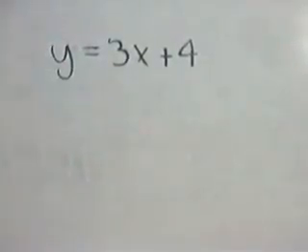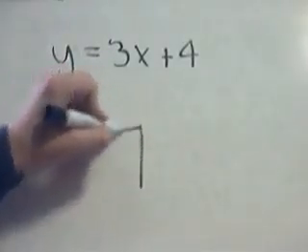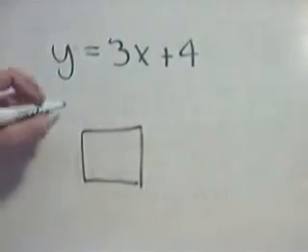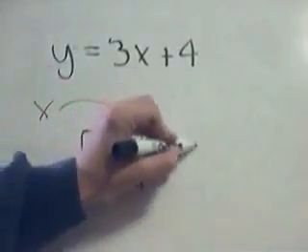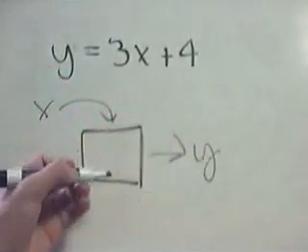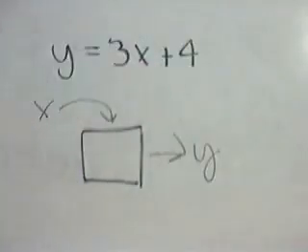And you can think of this as a machine, just a little black box here with some gears in it, and we take this x, we plug it in here, and it pops out this y value, and that follows the rule that y equals 3x plus 4. And that's just a general intuitive idea of what a function does.